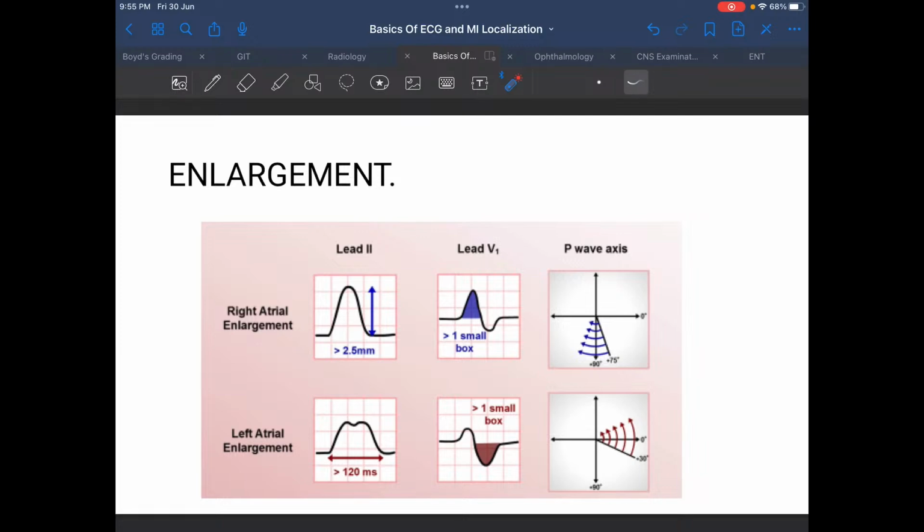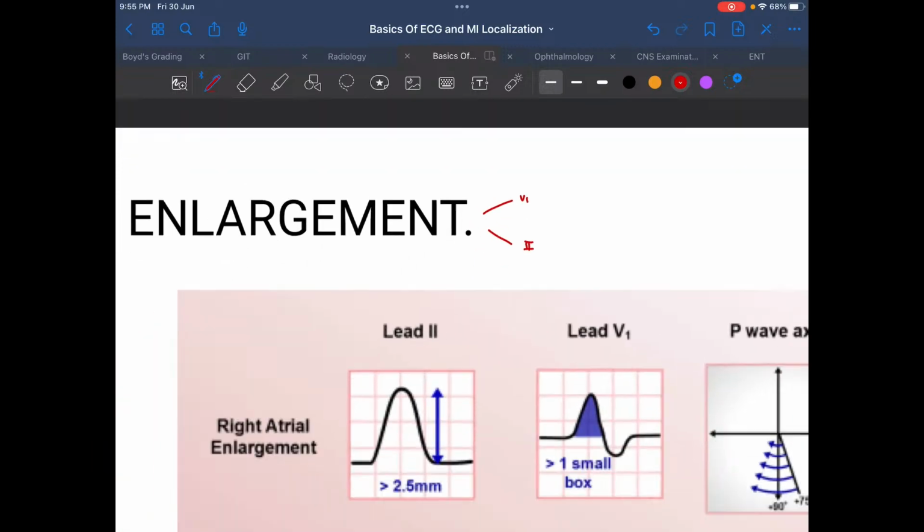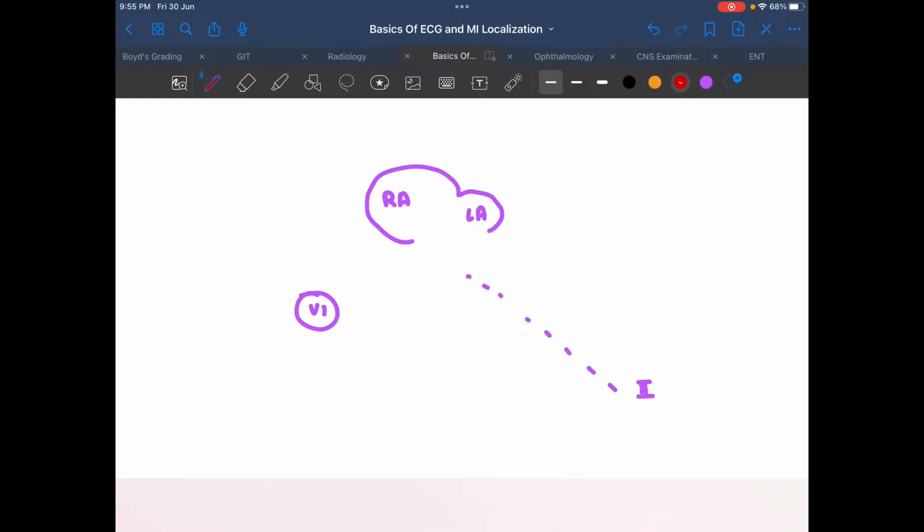For detecting enlargements, I want you to look at two leads in particular. I want you to look at V1 and I want you to look at lead 2. That is simple. So let's see what will happen if there is a right atrial enlargement. So this is my right atrium, which is enlarged, and this is my left atrium, which is smaller. V1 is somewhere over here. It's a right facing lead, right? And what about my lead 2? Lead 2 is somewhere over here. I know this is in a frontal plane and that is in a horizontal plane, but just for simplicity, I'm going to draw it like this.